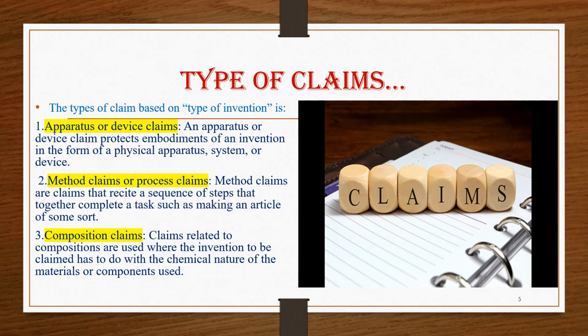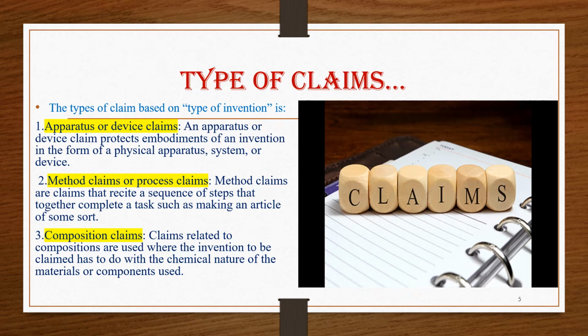Types of claims. So we will discuss the types of claims that are based on the type of invention. Okay. So there are three types of claims based on the type of invention. One is apparatus or device claims, another is method claims or process claims, and the last one is composition claims. Okay, so let us dig a little deeper into these things.